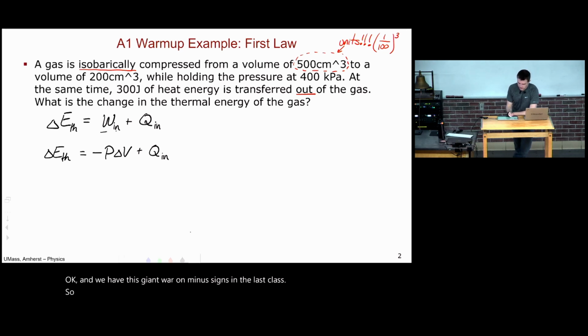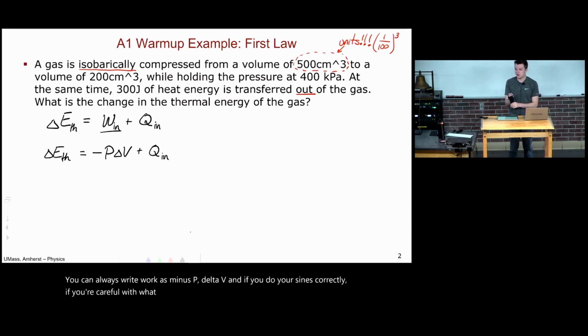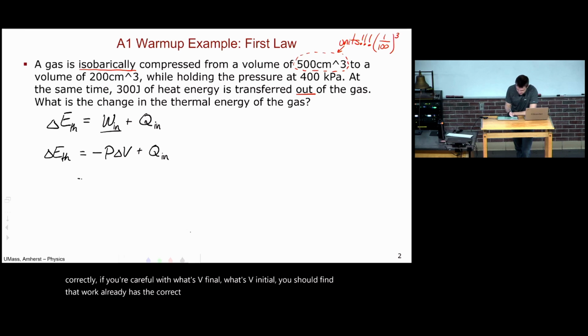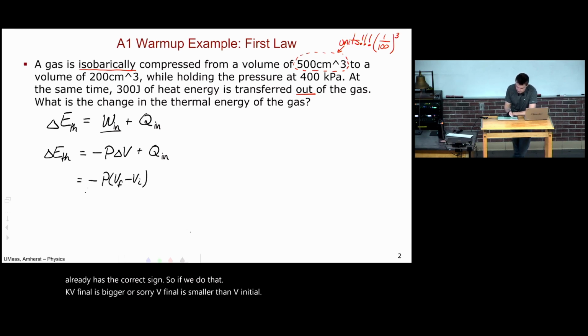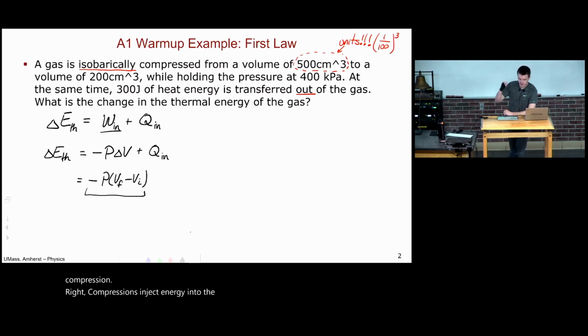So the work, you can always write work as minus P delta V. And if you do your signs correctly, if you're careful with what's V final, what's V initial, you should find that work already has the correct sign. So if we do that, V final is smaller than V initial. So this whole thing is a positive number like we want it to be for a compression. Okay, right, compressions inject energy into the gas, increasing its internal thermal energy.